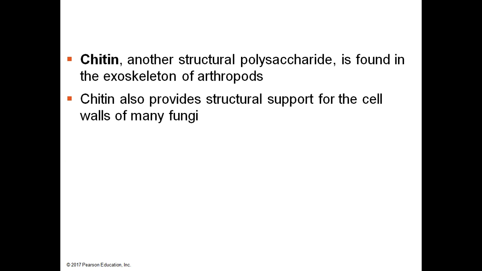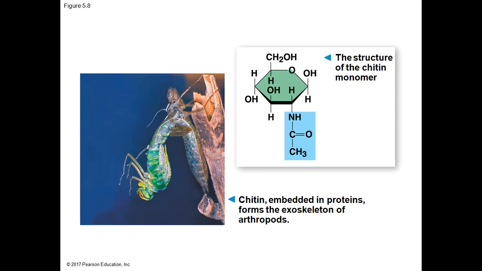Chitin, another structural polysaccharide, is found on the exoskeleton of arthropods. Chitin also provides structural support for the cell walls of many fungi. Here you can see, if you're familiar with cicadas, I don't know how they pronounce it here, but you see those brown shells left on your fences and houses.